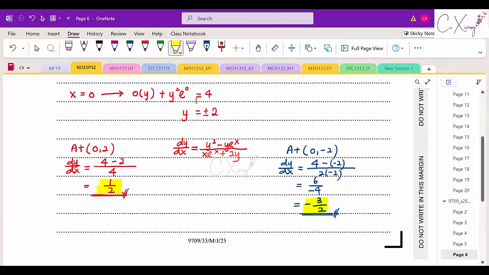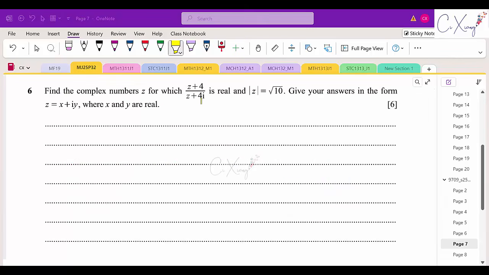Alright, so these are the values for the gradients of the tangent. And this is how we solve the question. Question number 6: find the complex number z for which this is real, and also the modulus of z is equal to square root 10. Give your answer in the form z equals x plus yi, where x and y are real.